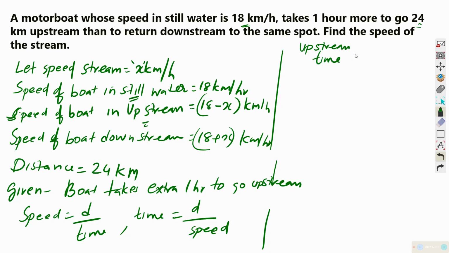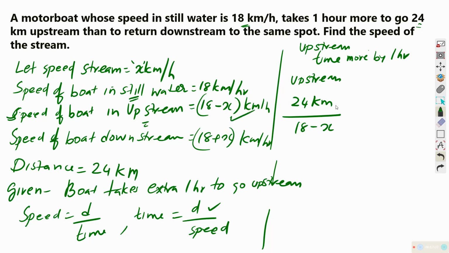Time is equal to distance, which is 24 km and fixed, but the speed is not fixed. Upstream it is 18 minus x km per hour. This point is very important, that's why I am writing again. So in the case of upstream, the time taken will be written as 24 km upon the speed, which is 18 minus x. And the time taken for downstream is less. If you add 1 hour to it, it becomes that of upstream, because upstream takes 1 hour more.